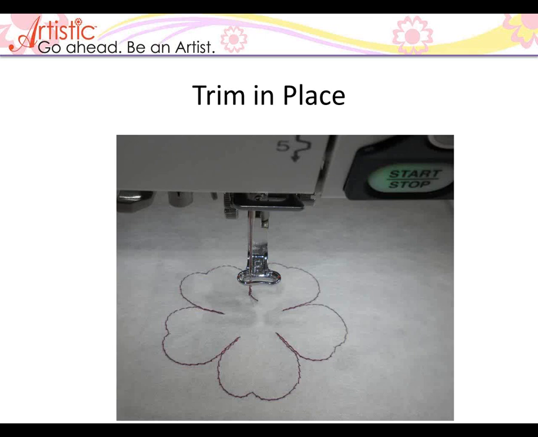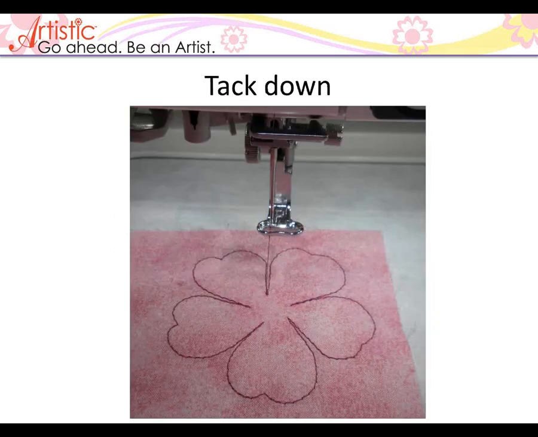I'm going to first of all stitch out my placement line. I'm going to set my piece of fabric on top of my placement line, and then I'm going to stitch the tack down stitch. Now I'm going to remove the hoop from the machine, but not the fabric from the hoop.